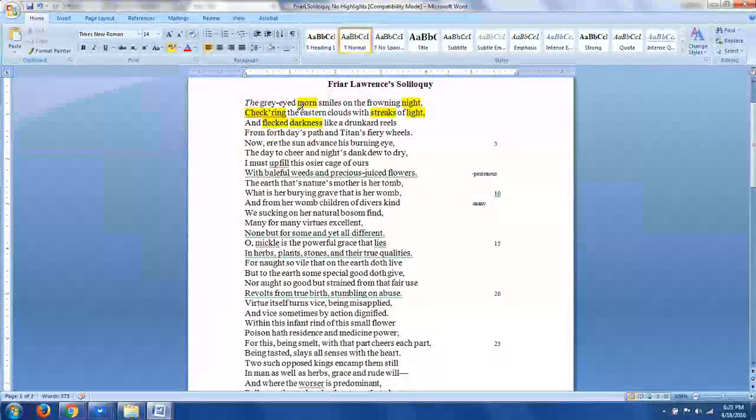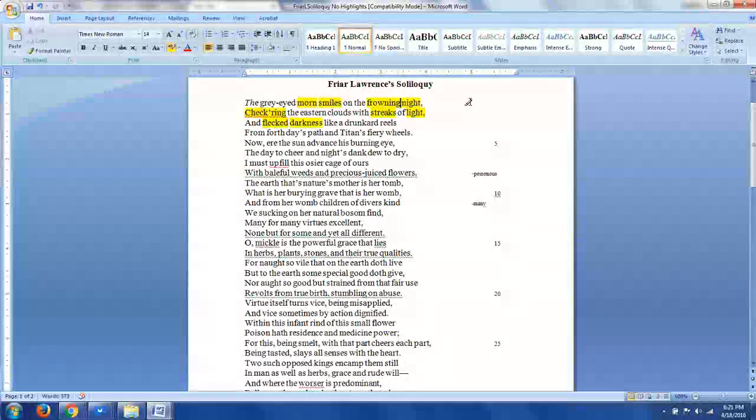So it's morning. And I also forgot to highlight smiles and frowning, which are also opposites. And so how can the night frown? Well, it can't. But it's a poetic device. We're giving human traits to something that typically doesn't have human traits, and so we call that personification. So we are personifying the morning. A morning also cannot have gray eyes. But what it's saying is the morning is smiling because it's morning, and the night is frowning because it's having to go somewhere else.